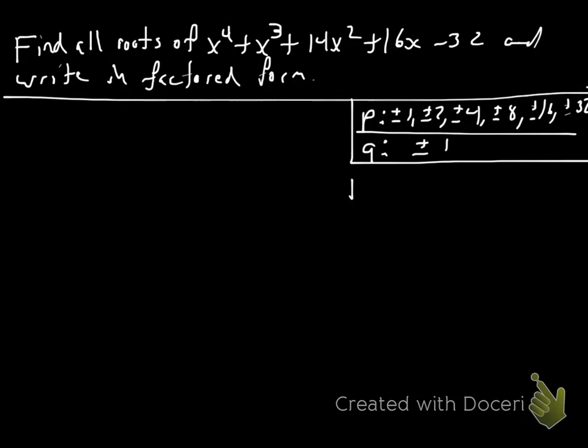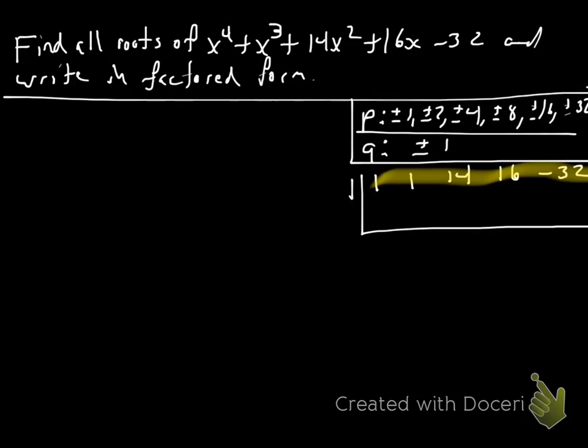Now you have to do a little bit of guess and check, but I suggest trying 1s and 2s and negative 1s and negative 2s when you're doing the synthetic division first. So I went ahead and started with 1, and I wrote down the coefficients of my polynomial. So 1x to the 4th plus 1x cubed plus 14x squared plus 16x minus 32. So we just wrote in those coefficients, and we'll go ahead and do the synthetic division.